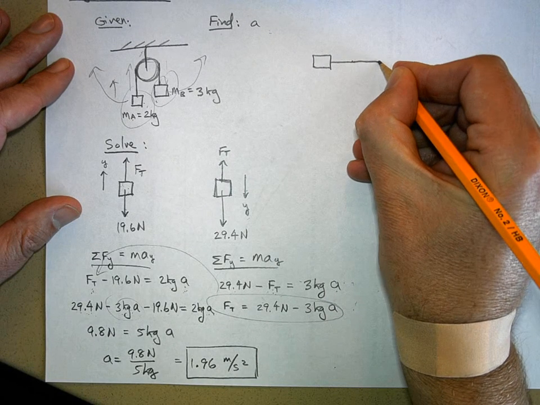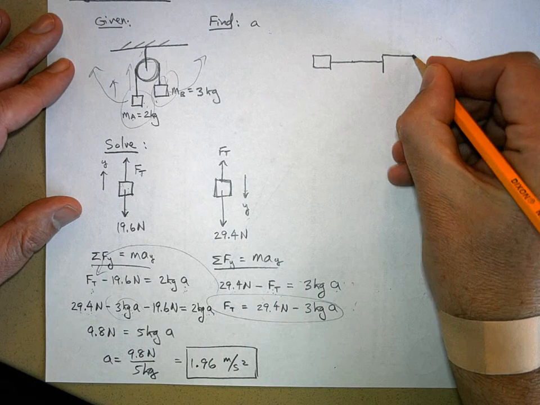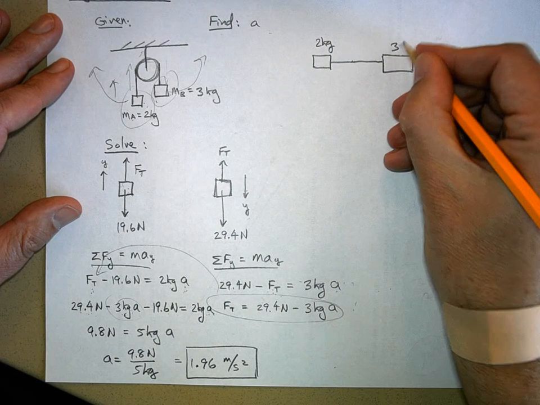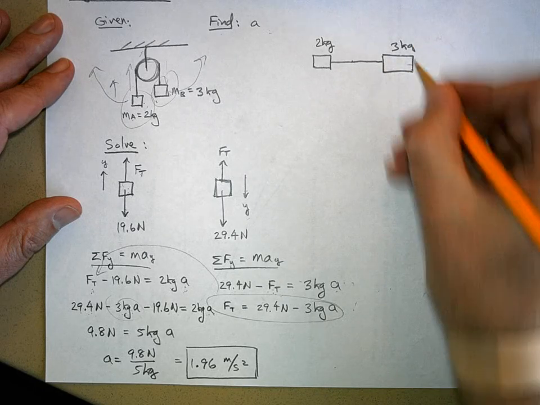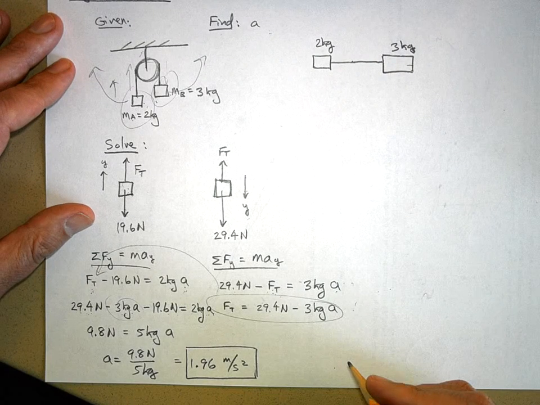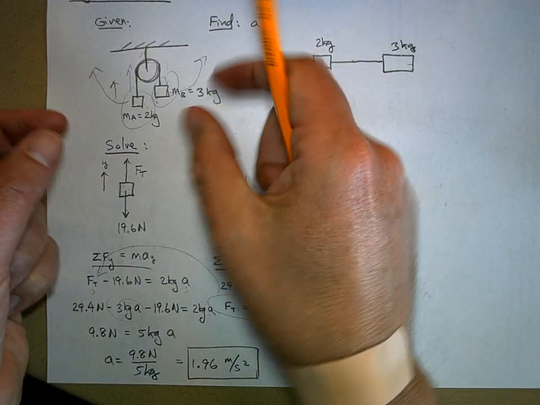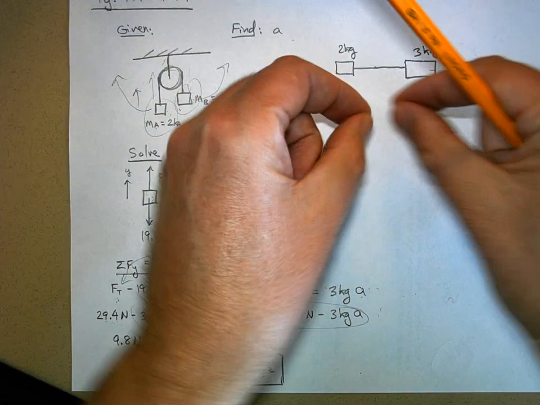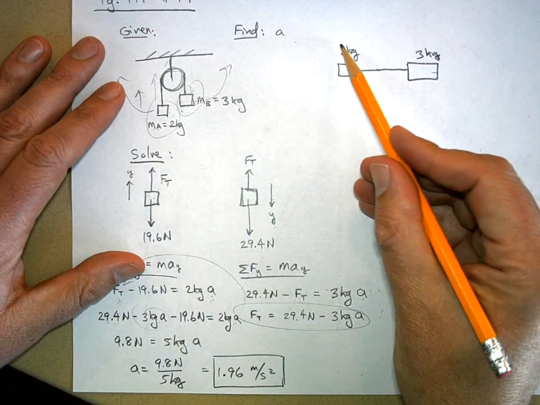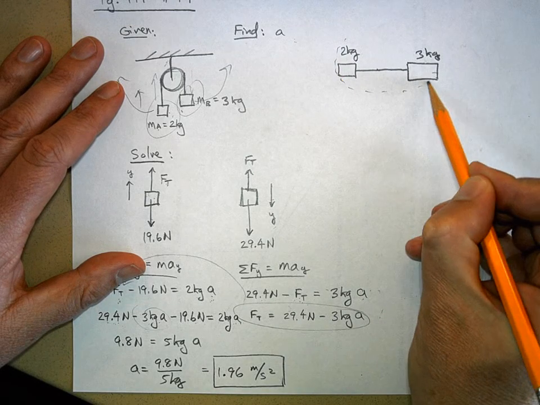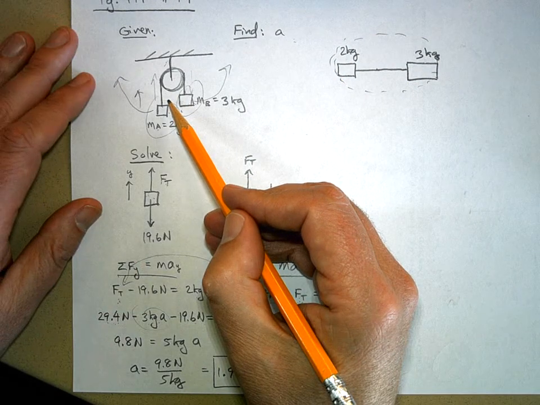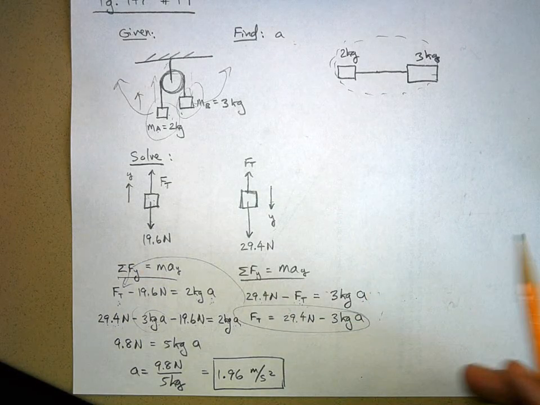Here's the string. So this is 2 kilograms, and this is 3 kilograms. I made this a little too big, but that's okay. Okay, so I took this guy and, whoop, in my imagination, straightened him out. And I'm going to make this whole thing my free body diagram. I'm going to ignore the pulley here. All a fixed pulley does is change the direction of a force anyway.